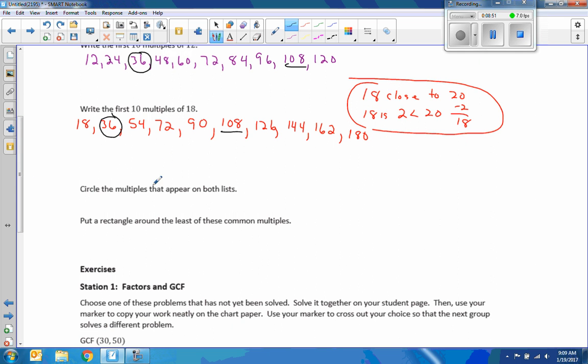Okay, so it says circle the multiples that appear in both lists, so I didn't follow the directions. So circle the multiples that appear more than once. Are there any others? No. And then it says draw a rectangle around the least. And yes, a square is a rectangle.